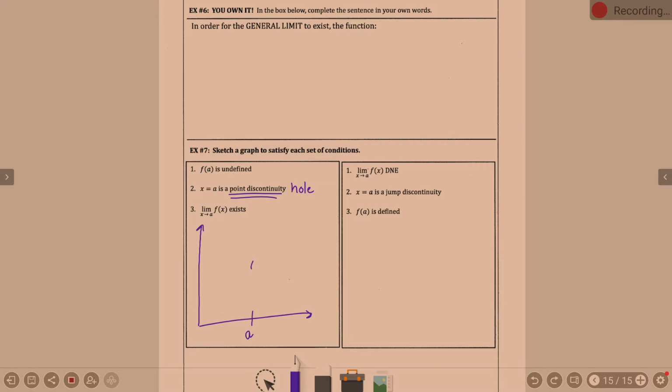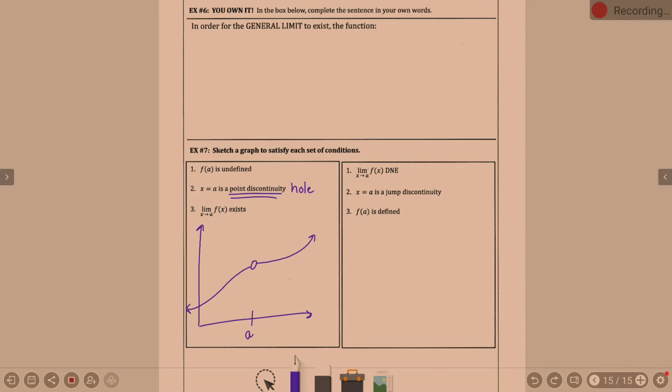And the limit as x approaches A exists. So what's that saying about either side of the graph? They meet at the same place. They're going to meet at my hole. There's my random graph I drew. Does that make sense? Yeah. I put a hole on A because it said it was a point discontinuity. And then I made my graph exist, so it has to meet from both sides. And that point is undefined, so there's a hole there.